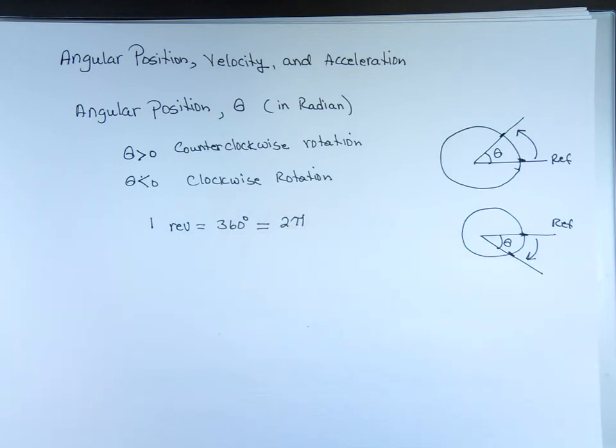So a lot of times you are given RPM. What does RPM stand for? Revolutions per minute. You have to change it to radians per second. That's speed, when we get to it.